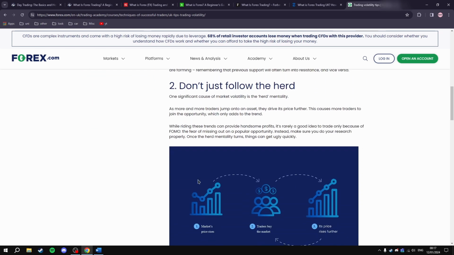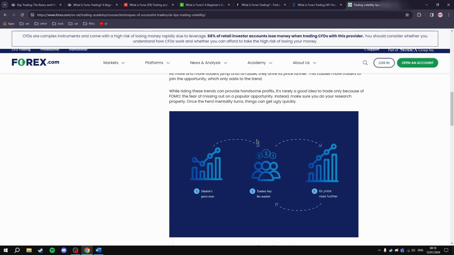Don't just follow the herd. One significant cause of market volatility is the herd mentality. As more and more traders jump onto an asset, they drive its price further. This causes more traders to join the opportunity, which only adds to the trend. While riding these trends can provide handsome profits, it's rarely a good idea to trade only because of FOMO, the fear of missing out on a popular opportunity. Instead, make sure you do your research properly. Once the herd mentality turns, things can get ugly quickly.